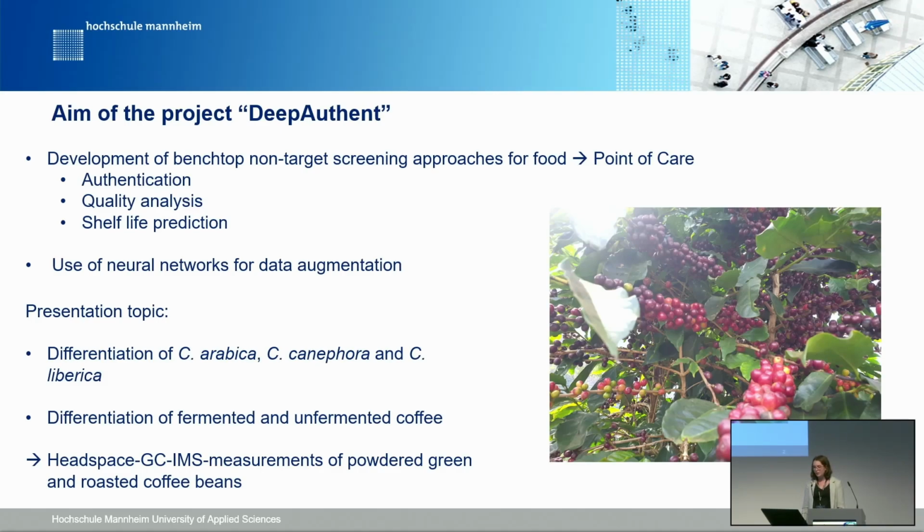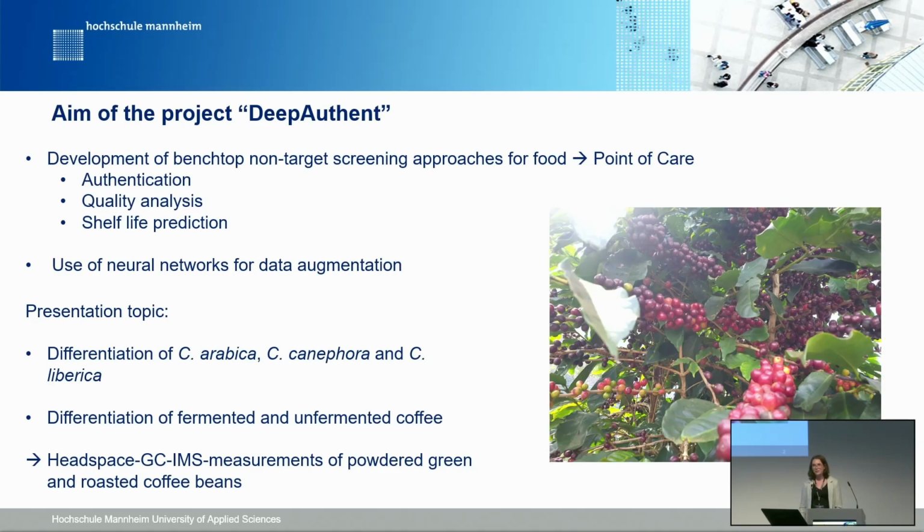And in the future, we are going to use neural networks for data augmentation. That means we are measuring two authentic samples and then are more or less cutting those two together in silico, so on a computer more or less.